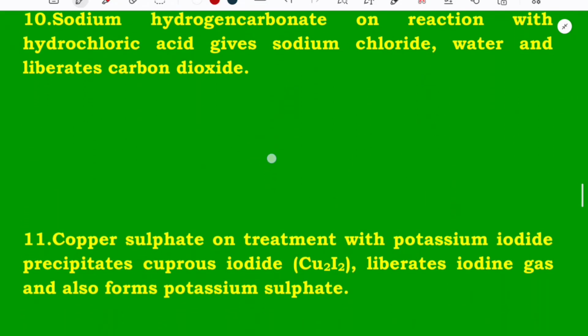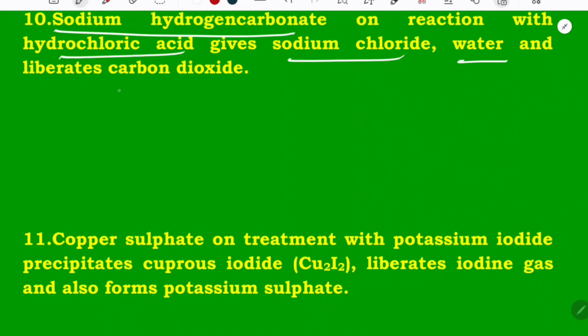Next, sodium hydrogen carbonate on reaction with hydrochloric acid gives sodium chloride and water and liberates carbon dioxide. So sodium hydrogen carbonate means what is the formula? NaHCO3. Is it solid or not? Yes, solid, absolutely solid. Then it is reacting with what? Hydrochloric acid, HCl. It will be aqueous.